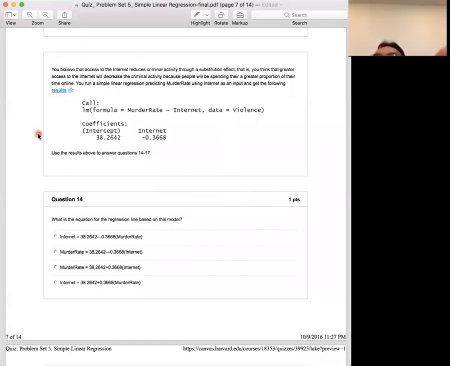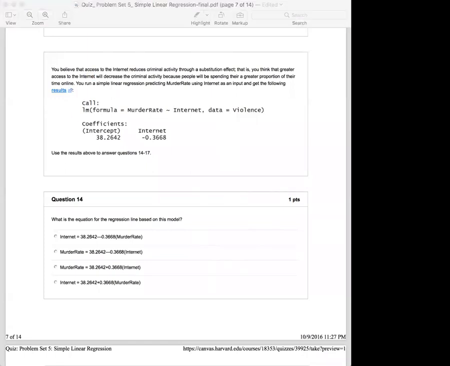Basically, we're stating, you believe that access to the internet reduces criminal activity through a substitution effect. That is, you think that greater access to the internet will decrease the criminal activity because people will be spending a greater proportion of their time online. So if it's a substitution effect, that means greater access to internet will decrease criminal activity. That means the more internet access a country has, the more time they will have online. Therefore, there'll be a decrease in the murder rate.